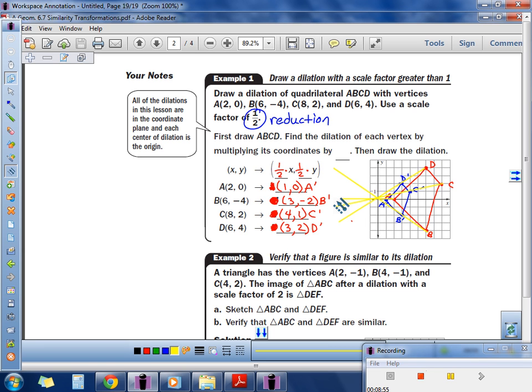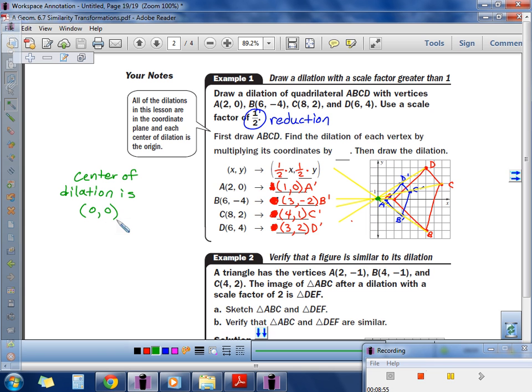And you should see that they all cross at what point? They all cross right here. And what's the ordered pair for that point? 0, 0. So what is the center of dilation? Okay, so write that out to the side. The center of dilation is the origin, 0, 0.